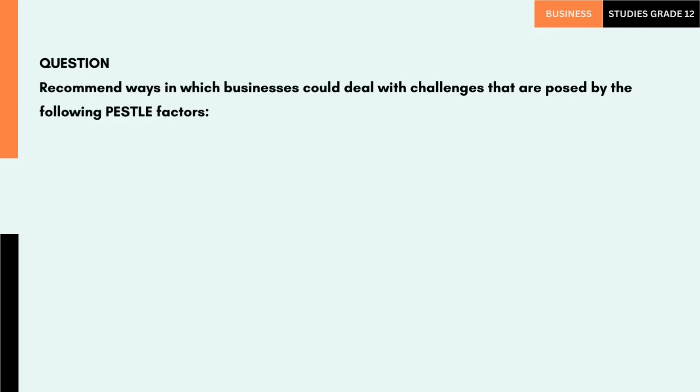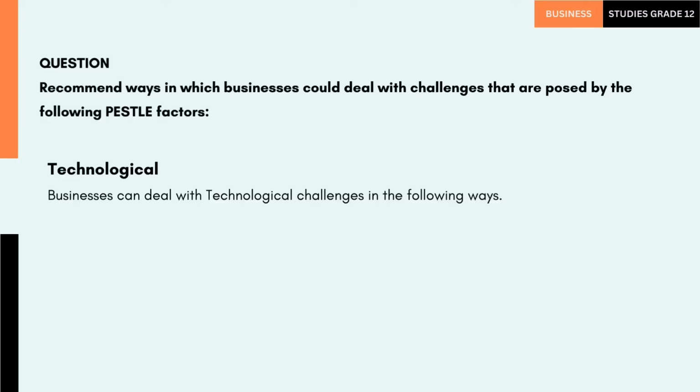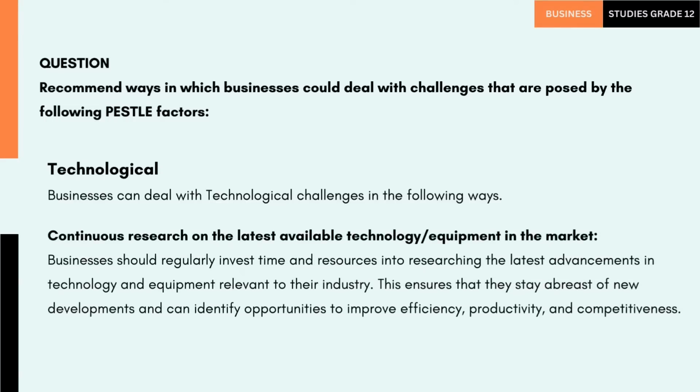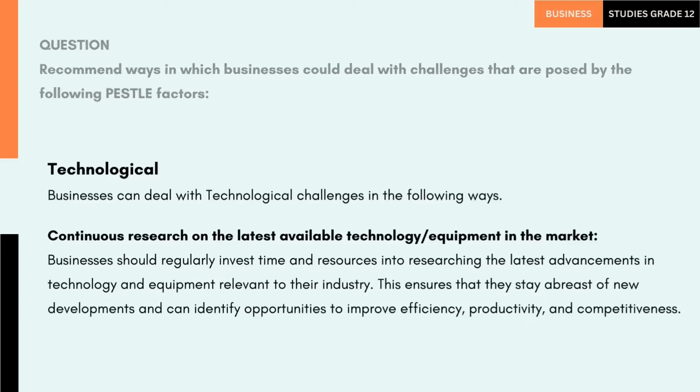Question: recommend ways in which businesses could deal with challenges that are posed by the following PESTEL factors. 1. Technological. Businesses can deal with technological challenges in the following ways. A. Continuous research on the latest available technology and equipment in the market. Businesses should regularly invest time and resources into researching the latest advancements in technology and equipment relevant to their industry. This ensures that they stay abreast of new developments and can identify opportunities to improve efficiency, productivity, and competitiveness.